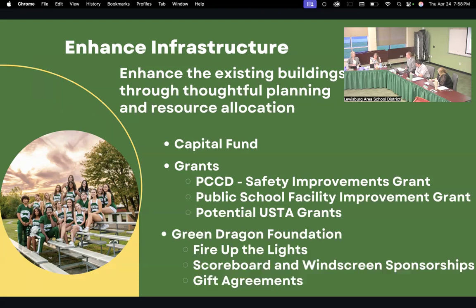Also, Green Dragon Foundation has been a great partner for additional funds. The Fire Up the Lights campaign helped those lights to take place. There are also a lot of windscreens that are up at the turf field that helped for those lights as well. And those windscreens can be purchased really for any of our fields. I mentioned the scoreboard has a spot on two of the scoreboards for sponsorship, and then gift agreements that we approved a couple tonight are also things coming in to help offset those costs.